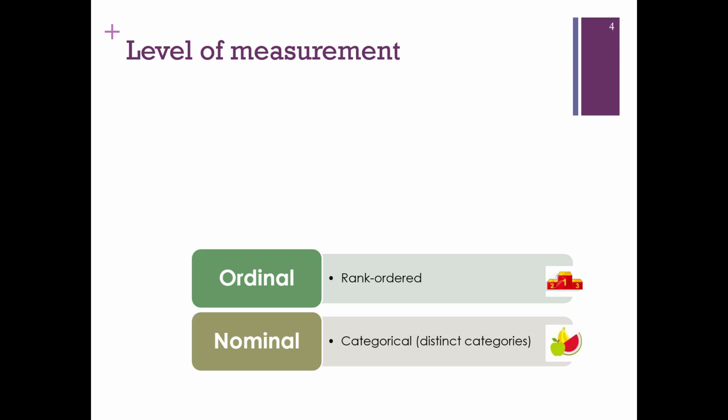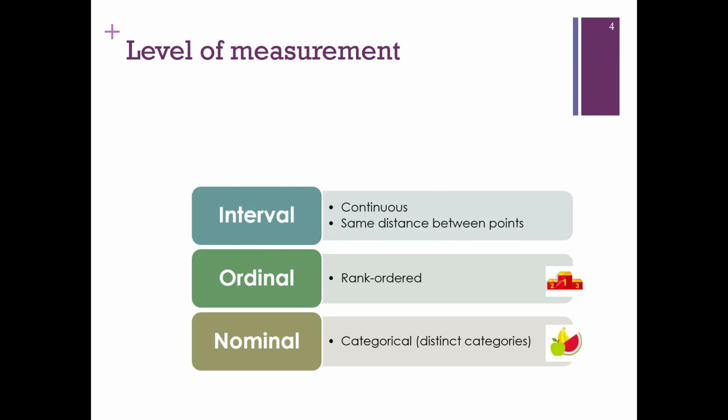That's rank-ordered. The next level is the interval level, and so at that level, the variable is considered continuous, and there is the same distance between each point that's possible within that variable. So for example, temperature. So for example, 1 degree Celsius to 2 degrees Celsius, the difference between those two are the same as from 4 degrees Celsius to 5 degrees Celsius and so on.